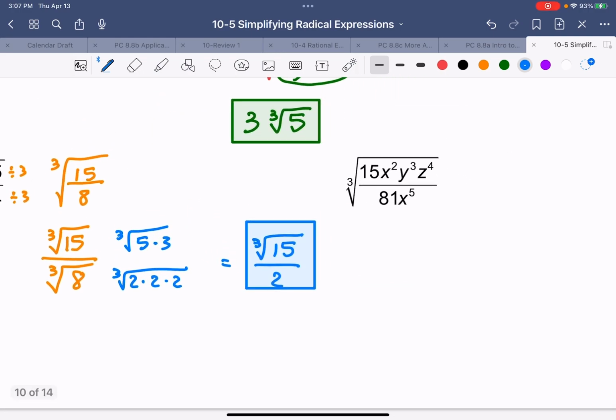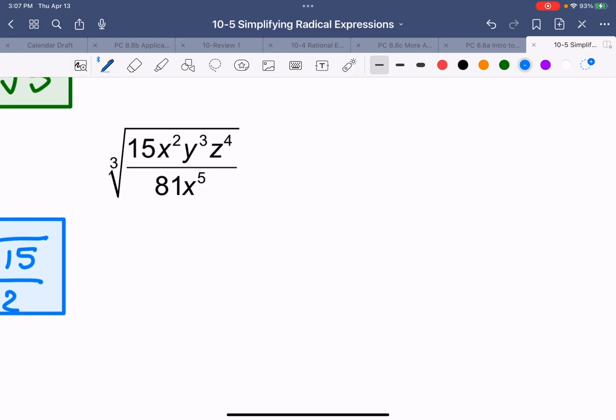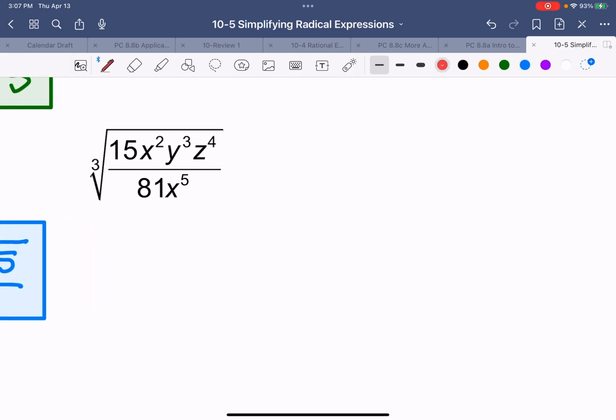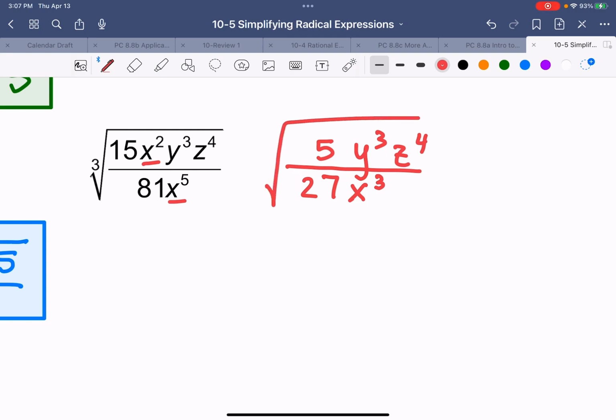All right. And the last one has variables. Same idea, prime factorization for everything. 15 and 81, we can simplify the inside first. 15 and 81 simplifies to 5 over 27. I'm going to simplify it real quickly because this video is getting longer. And the denominator is x to the 3rd. We subtract those. Y to the 3rd, z to the 4th. So I just simplified these x's. Okay. That's all to the 1/3 or to the cube root.